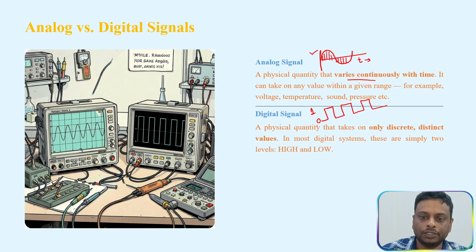Okay. So these are nothing but some voltage levels we are denoting. The high voltage level we denote as 1, and the lower voltage level we denote as 0. Okay, we'll see in detail. So in this case, we consider only two values, either high or low. In digital systems, this is the physical quantity that takes on only discrete or distinct values. Okay, so this is our digital signal, and this is the analog signal.